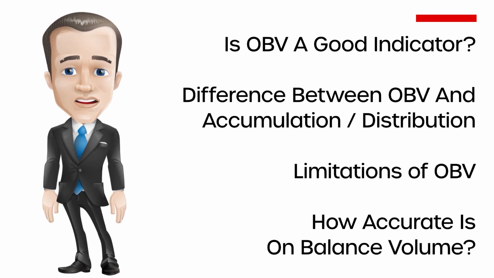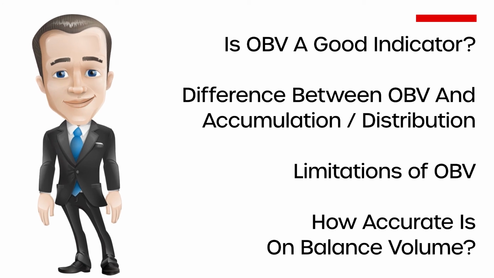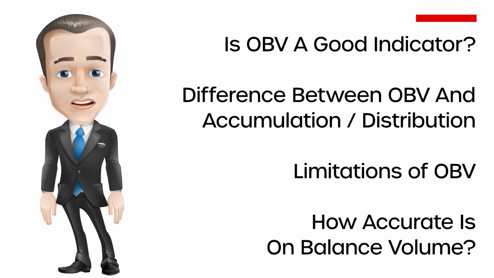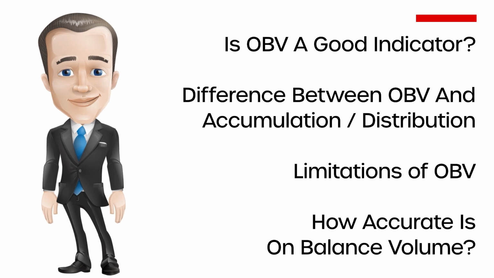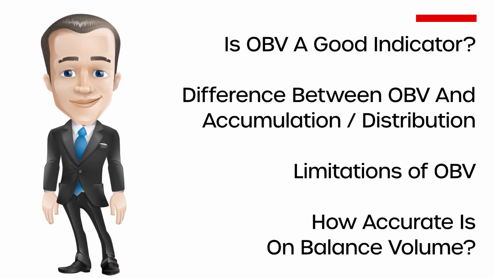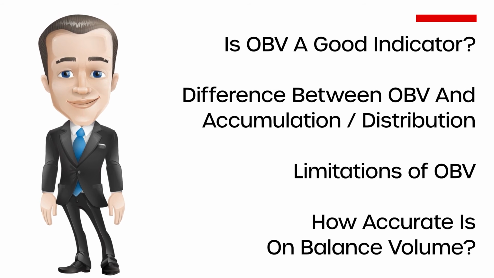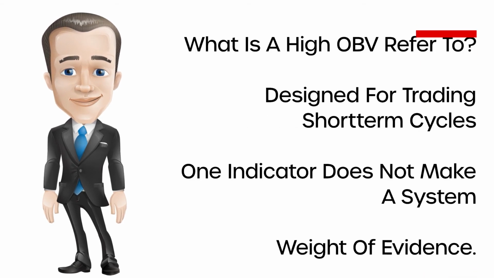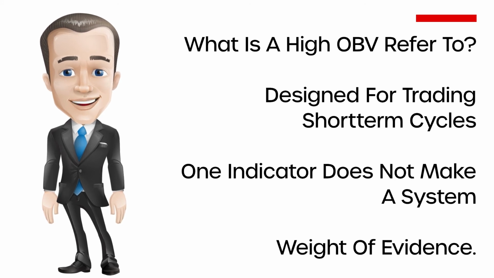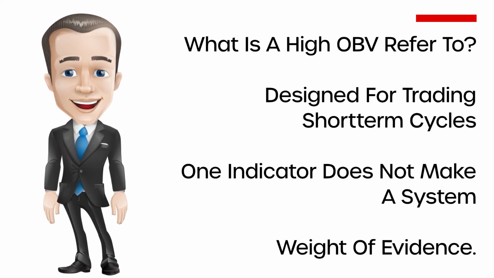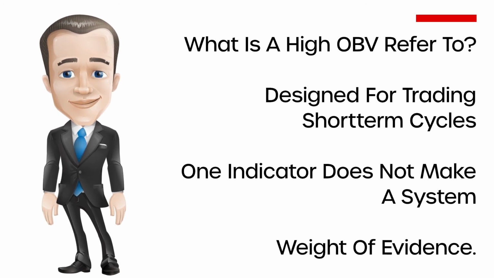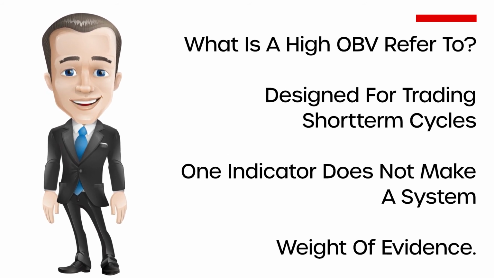How accurate is on-balance volume? OBV provides fair feedback on major highs and lows and is very useful in measuring breakout and breakdown potentials. In addition, it predicts a bearish divergence depending on the rally. What is a high on-balance volume referred to? A high OBV indicates a positive volume pressure looking forward to higher prices. Likewise, decreasing OBV refers to a negative volume pressure anticipating lower prices.